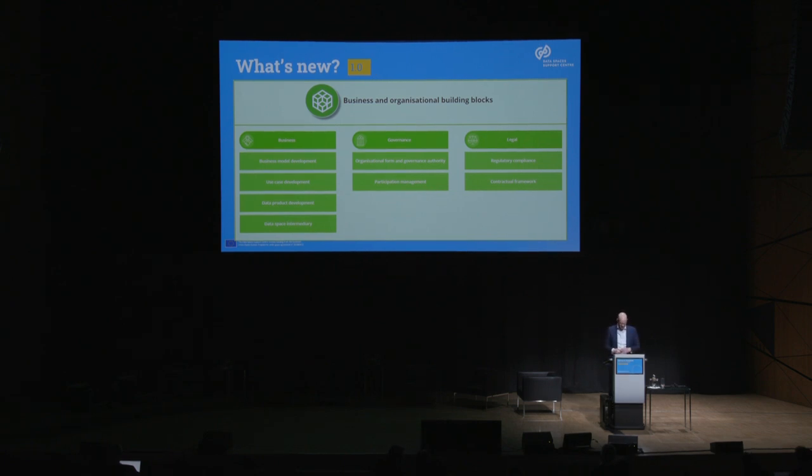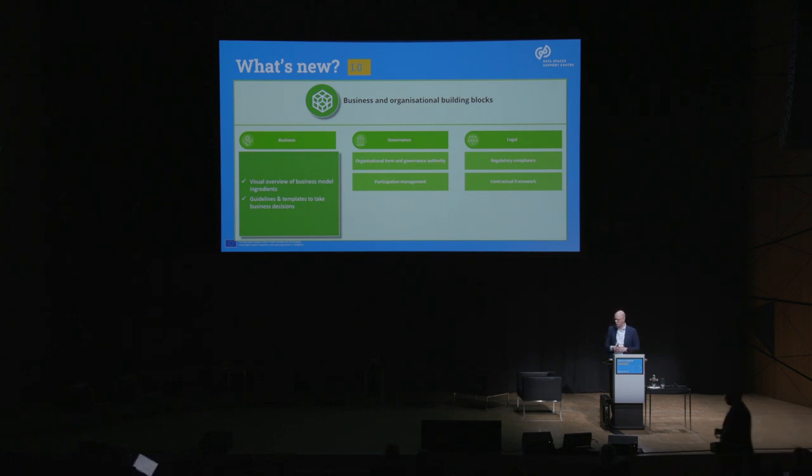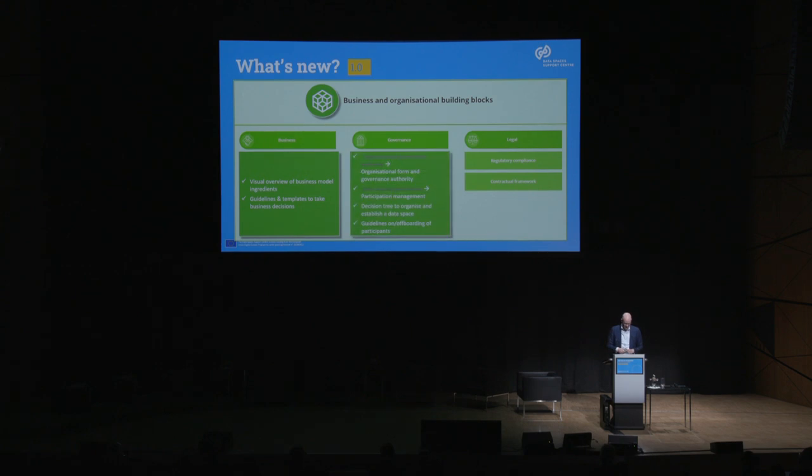A couple of things have changed there since version 0.5. First of all, on the business pillar, we now have an overview of some potential business models that you can use and some ingredients that can serve as an inspiration for new data spaces. And we provide guidelines and templates for those business decisions.